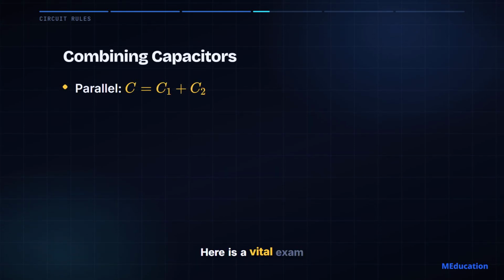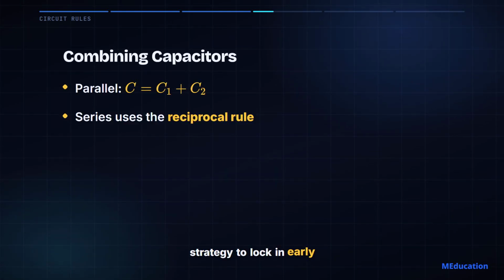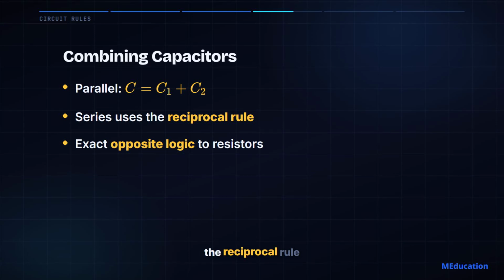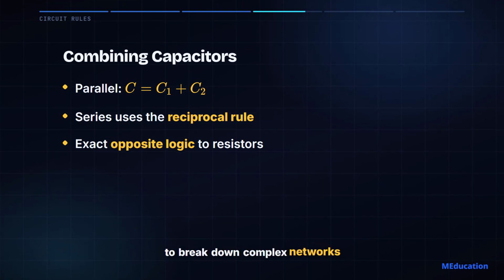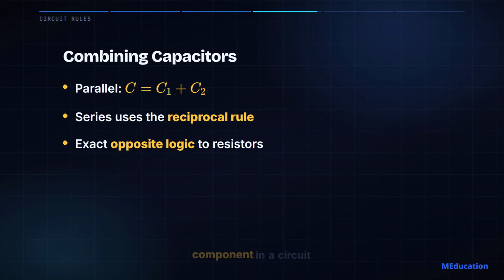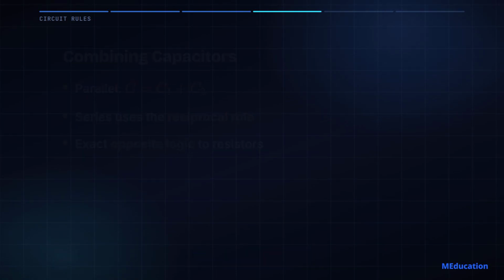Here is a vital exam strategy to lock in early. You must invert your resistor logic. Capacitors in parallel add together directly to increase total capacitance, while capacitors in series use the reciprocal rule. You will use these rules alongside Kirchhoff's laws to break down complex networks. You will learn to find the exact charge distribution and potential difference across any individual component in a circuit.